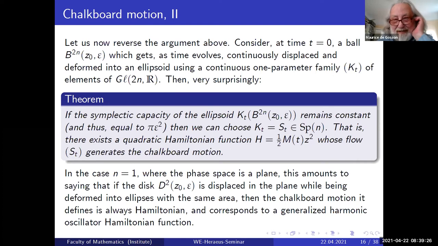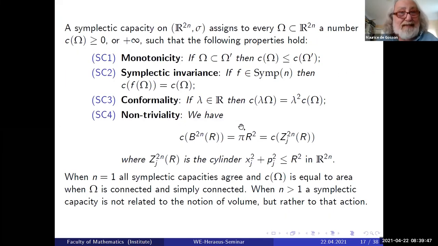I'll take up your remark a little bit later again, because there is a way you can actually globalize that, using a theorem due to Boothby. It's a little bit more complicated, but we could do it globally. Good. Okay, so what is a symplectic capacity?